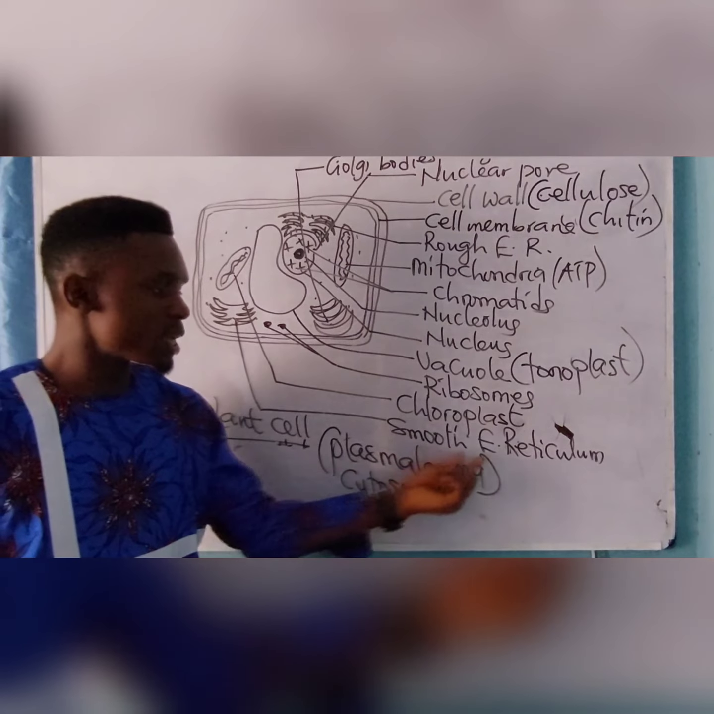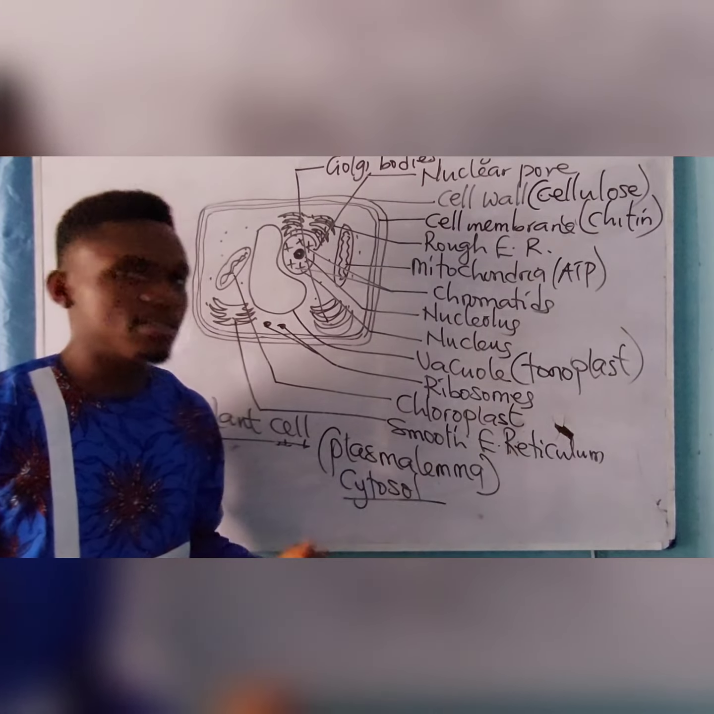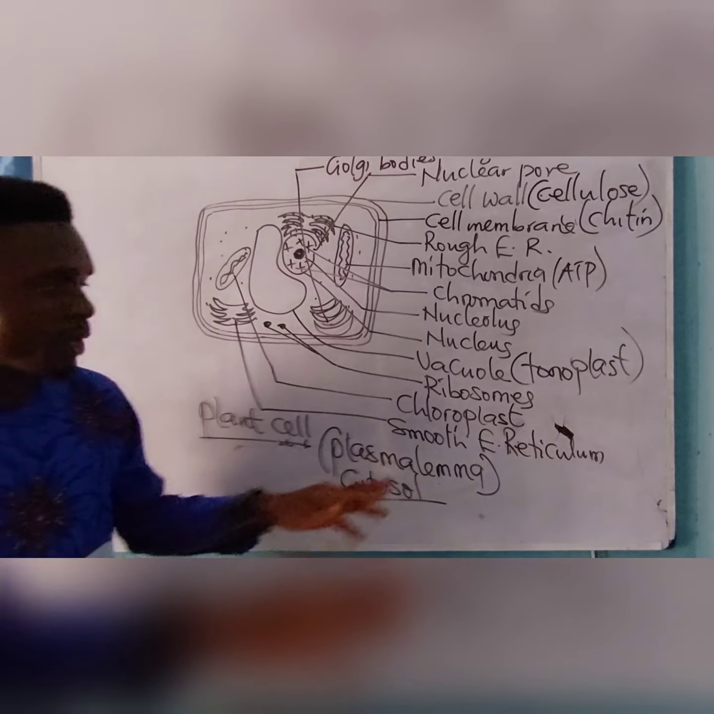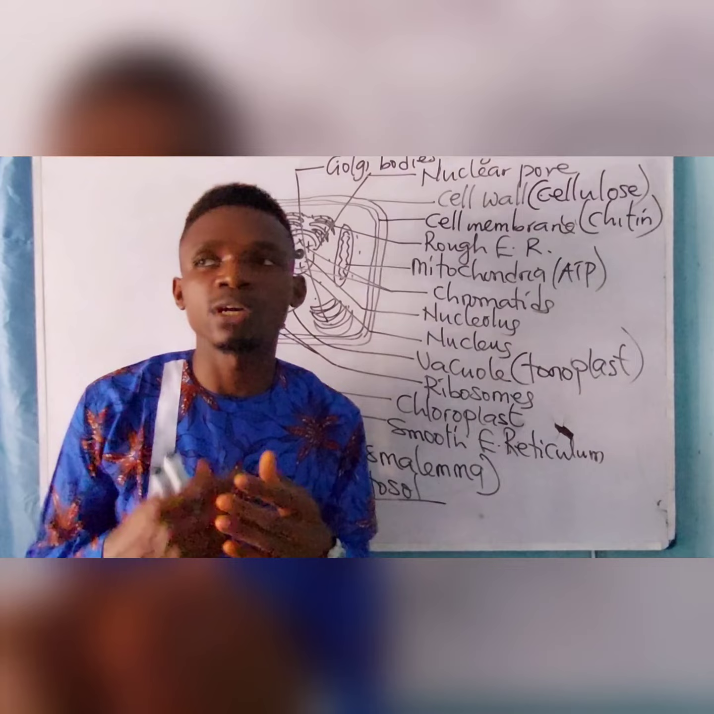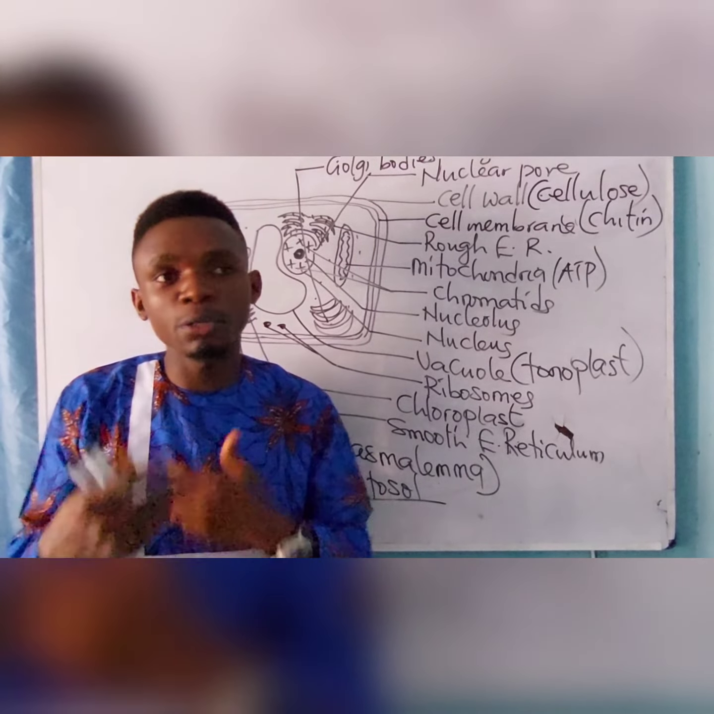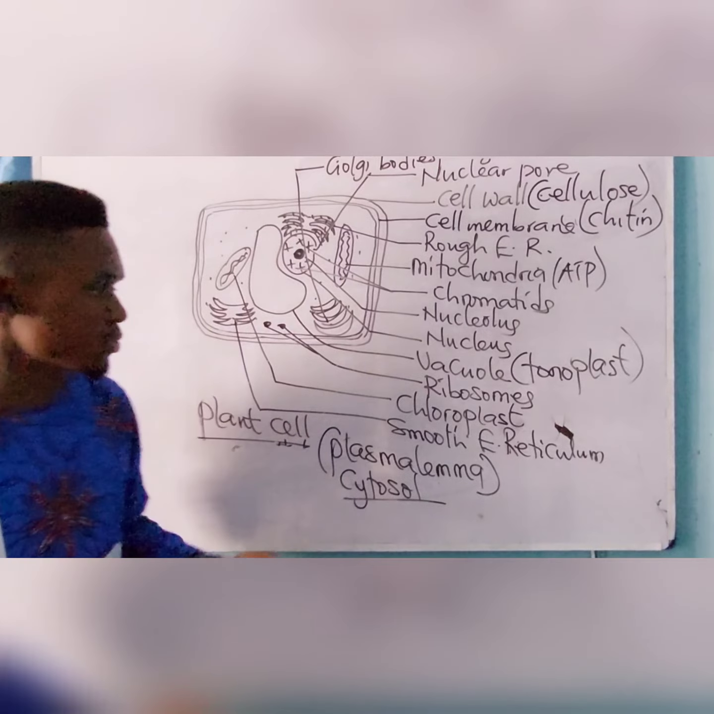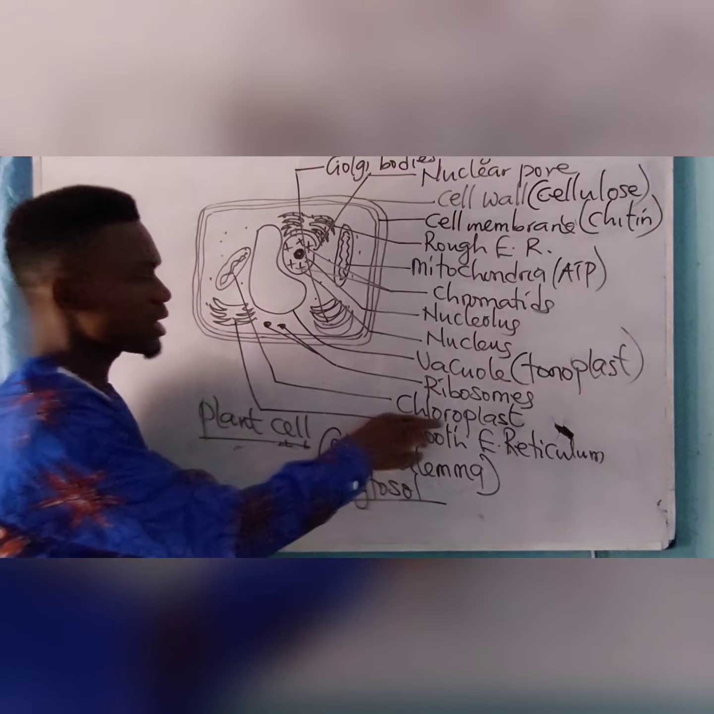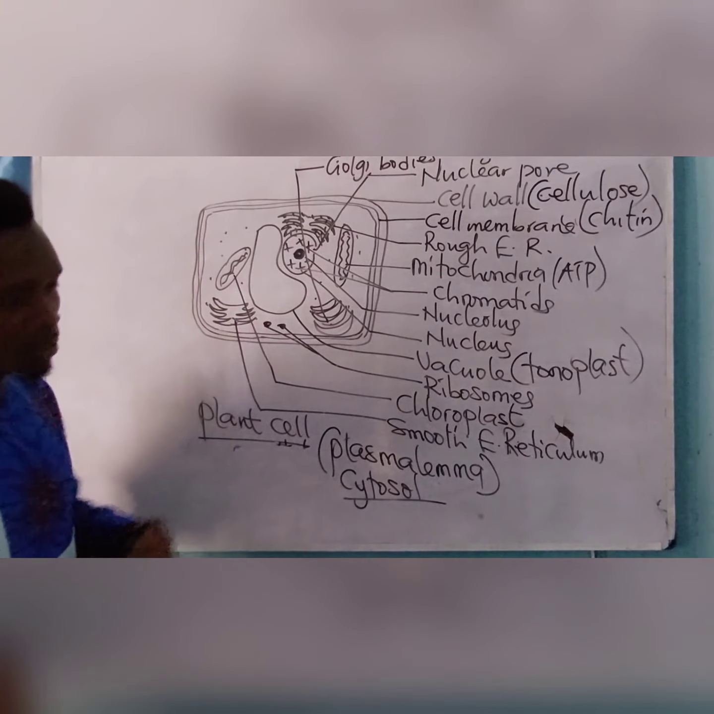Then the smooth endoplasmic reticulum is devoid of ribosomes. Smooth, it does not have ribosomes, and it manufactures fats or lipid molecules. That is fat molecules. It's responsible for the manufacturing of what? Fat. Now the chloroplast has different pigments.